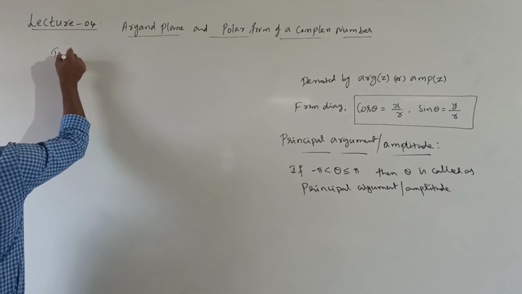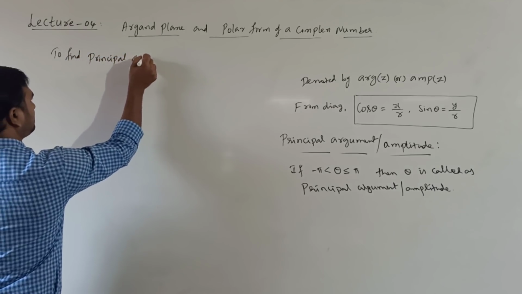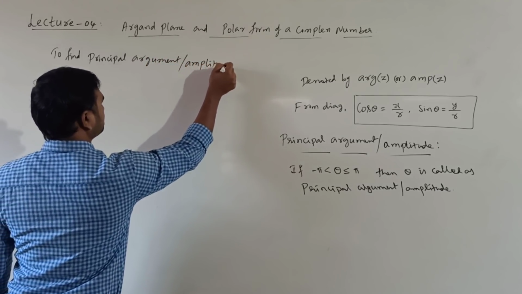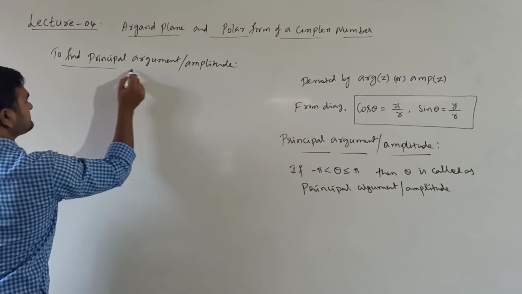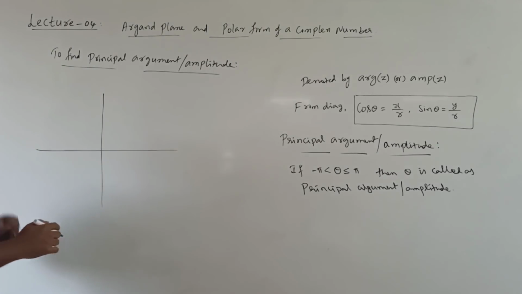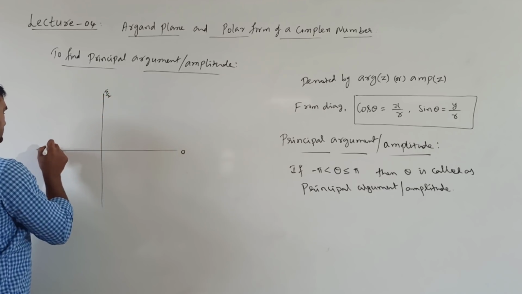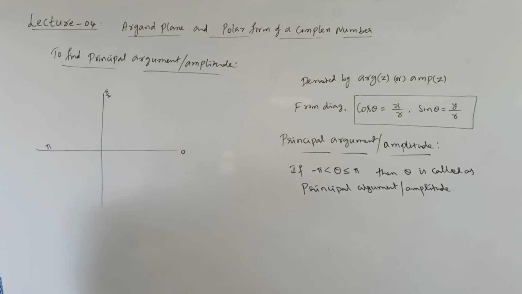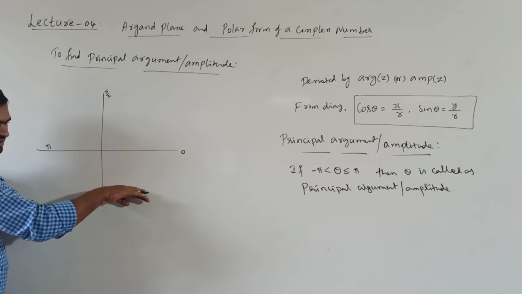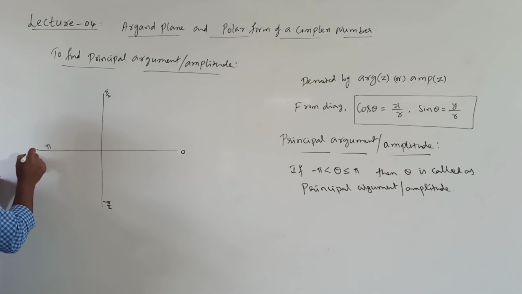To find the principal argument or principal amplitude, you have to remember this table. So this is 0, we know, this is pi by 2, this is pi. Now we are taking the angle from minus pi to pi only. So this is 0. Now if I take the clockwise direction, this will be minus pi by 2, and I will move up to here, it will be minus pi.